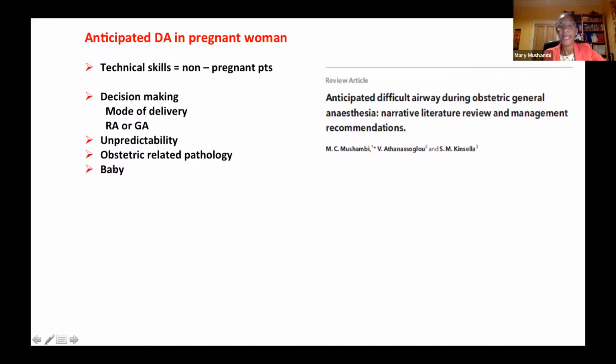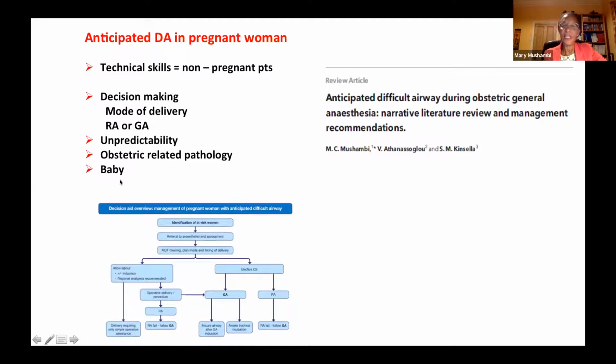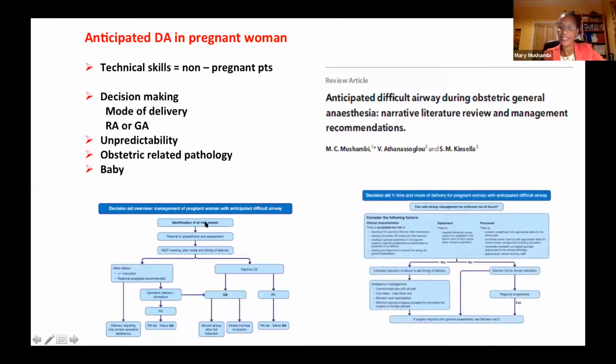Particularly, mothers may refuse treatment because they don't want the impact of the treatment of that airway on their baby. And therefore, with this all in mind, the focus of our paper was to give guidance on this decision-making process. So we have a decision aid, an overview of how we approach a pregnant woman with a difficult airway, and then how to make that decision about allowing the woman to go to labor or for an elective cesarean section. And I'll look at this in a little bit more detail.